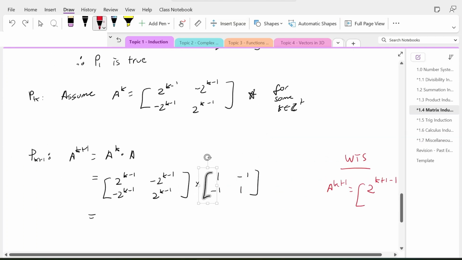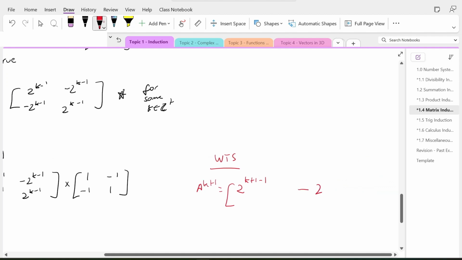All right, so this next one should be minus 2 to the K plus 1 take 1, minus 2 to the K plus 1 take 1, and 2 to the K plus 1 take 1. And then that is just going to be 2 to the K, minus 2 to the K, minus 2 to the K, and 2 to the K. So that's what we'd like to show.